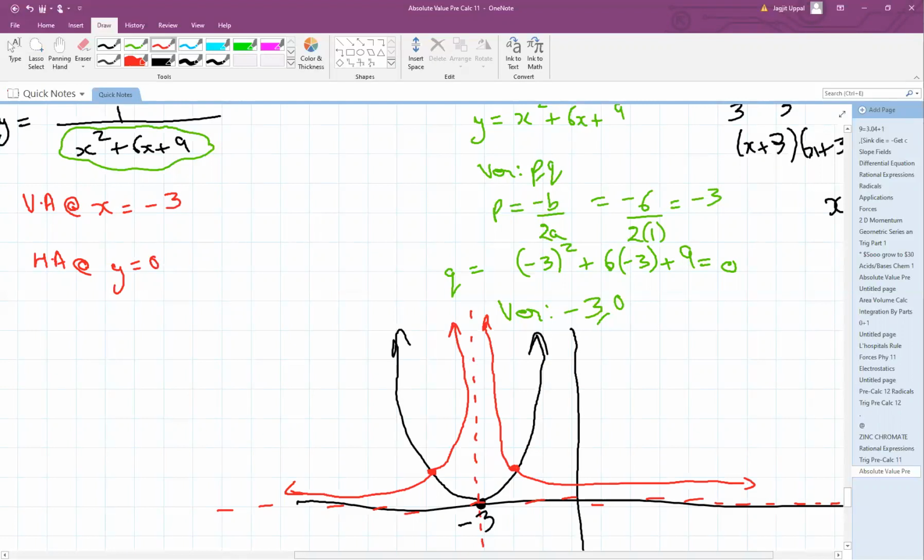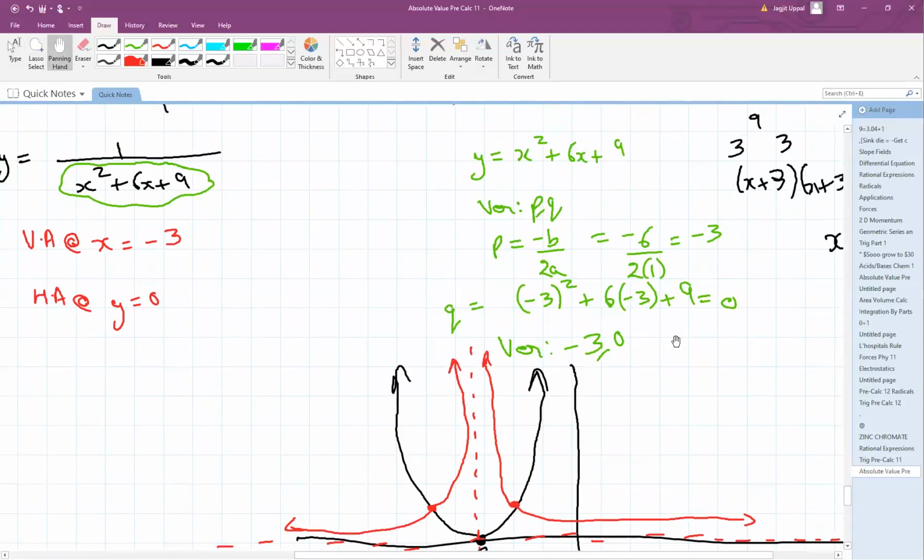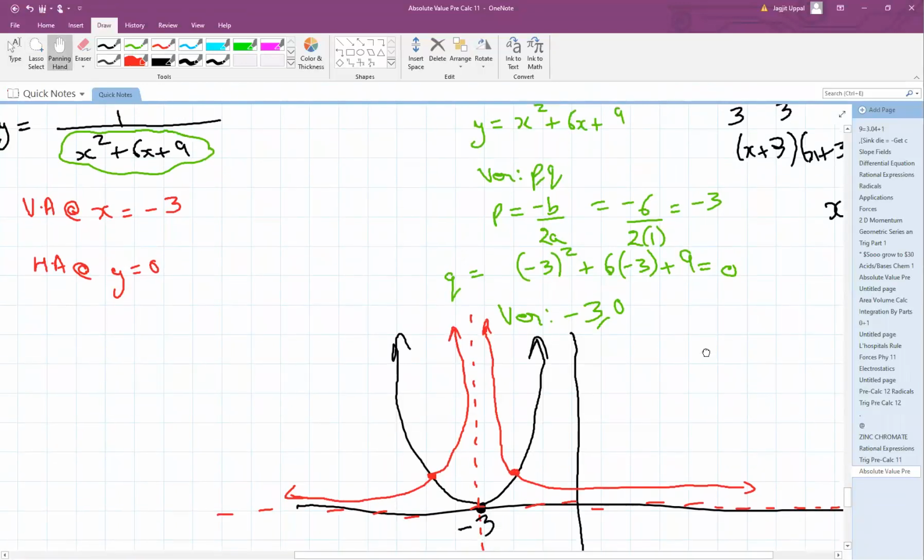Okay, we will recap this next week because it takes a while to understand. But the bottom line is you graph your bottom denominator separately, and once you've done that, wherever the x-intercept is, that's where you're going to have your vertical asymptote, and then you just take the reciprocal of those.